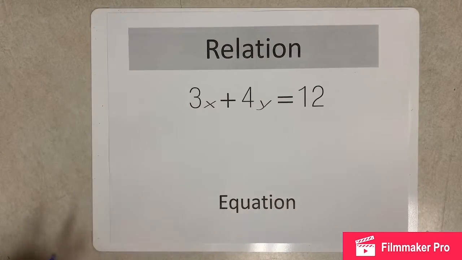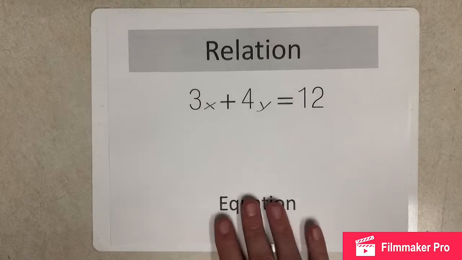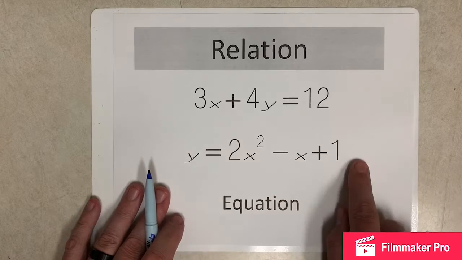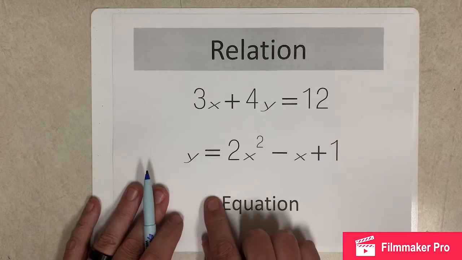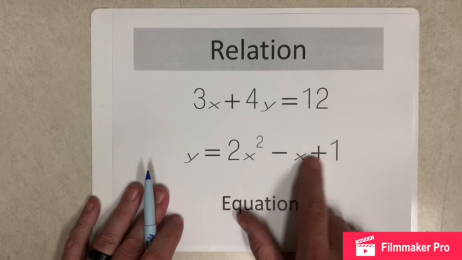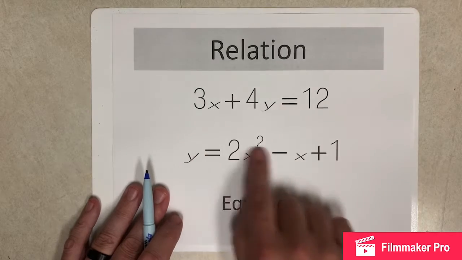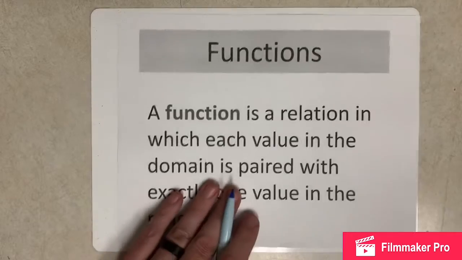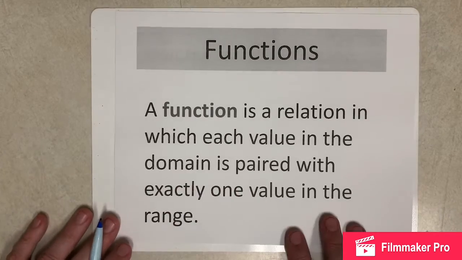You can also have a relation that's given to you as an equation. 3x plus 4y equals 12 is definitely an equation. It's the equation of a line. And you also have this one down here. It's this quadratic equation. We'll deal with that later in the course. y is equal to 2x squared minus x plus 1. Again, it prints my variables out weird, but that's just how the copier does it. But those are definitely an equation. It's definitely a relation also. It defines a relation.